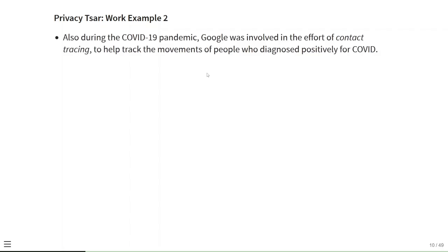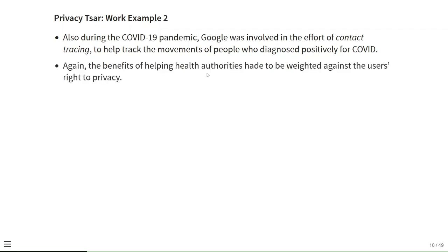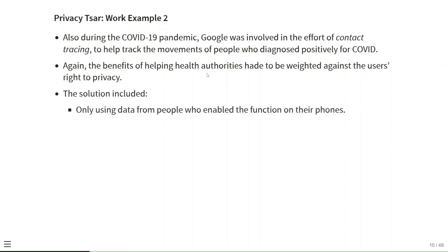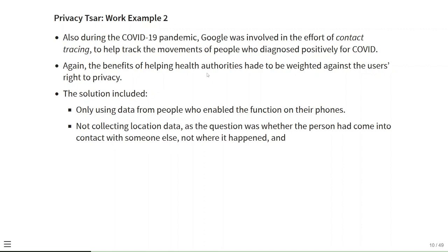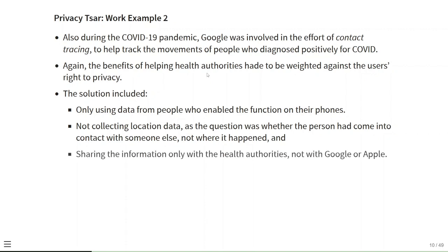Another example from the COVID-19 pandemic was when Google was involved in the effort of contact tracing to help track the movements of people who were diagnosed positive for COVID. The benefits of helping health authorities had to be weighed against the user's right to privacy. The solution included only using data from people who enabled the function on their phones, not collecting location data, as the question was whether the person had come into contact with someone, not where it happened, and sharing the information only with the health authorities, not with Google or Apple.